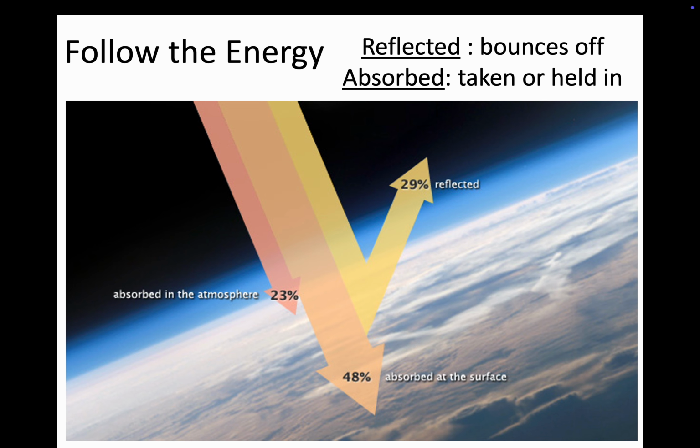The ozone is a layer of specialized gas that helps reflect some of the sun's energy, which is important because it keeps the earth from heating up too much. But the part we really want to focus on is that 48% that gets absorbed by the surface of the earth. We'll come to that in a minute, but let's take a look at the reflection side of things.